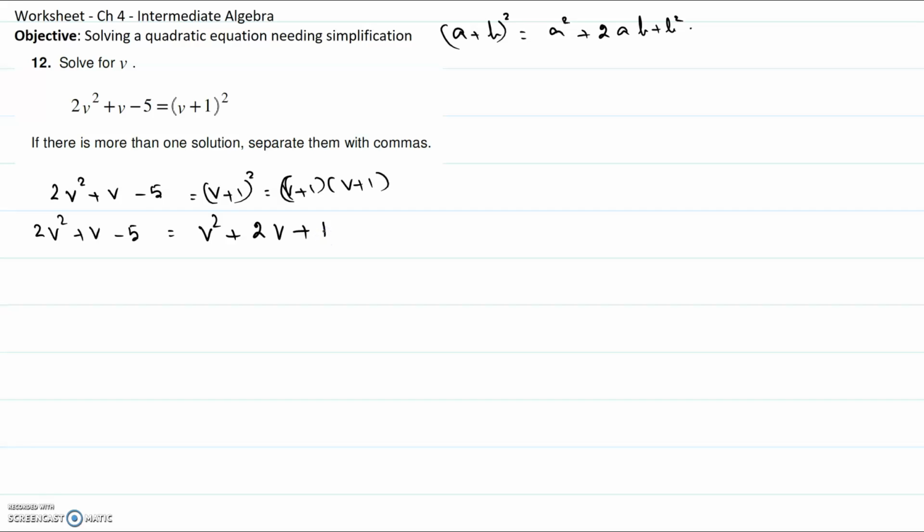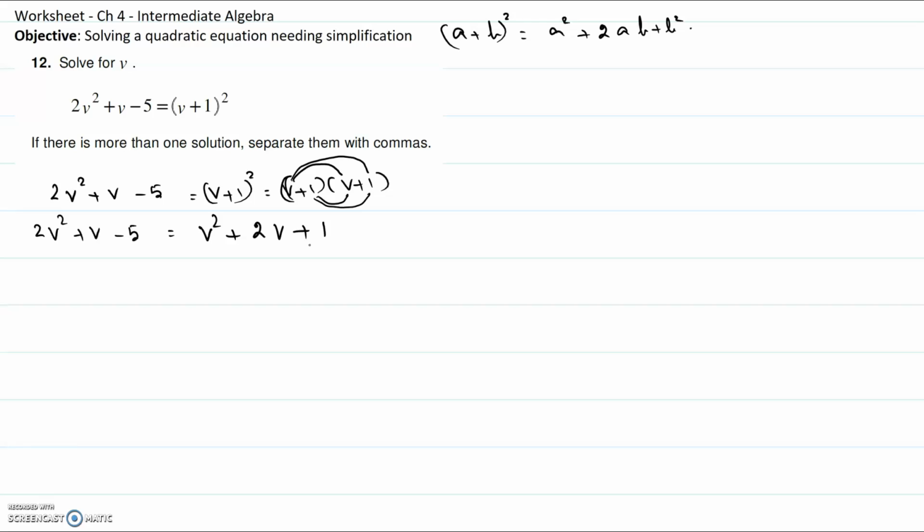Either you can use this formula or you can also multiply v with each one of the terms and multiply 1 with each one of the terms in the other factor. You can do it either way. It will be v squared plus 2v plus 1.